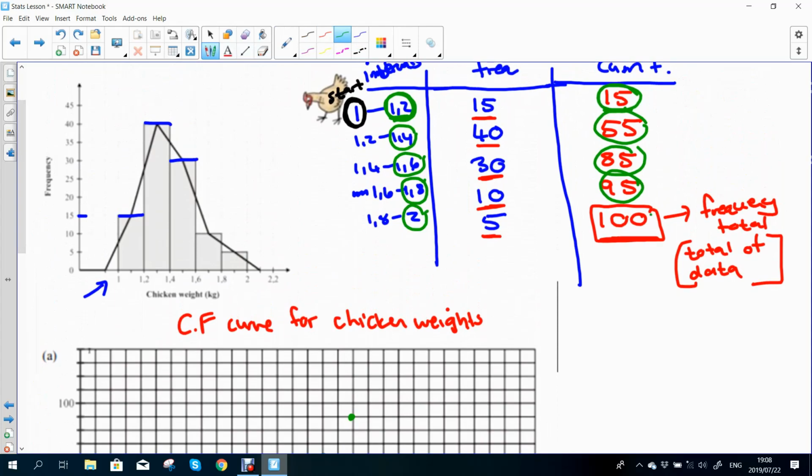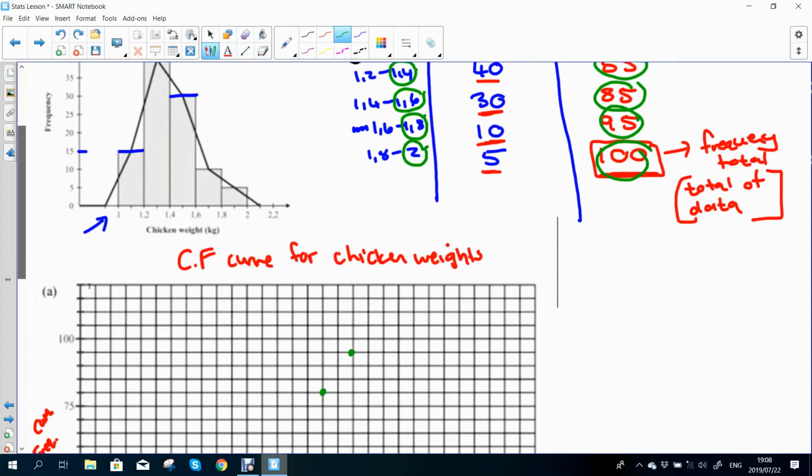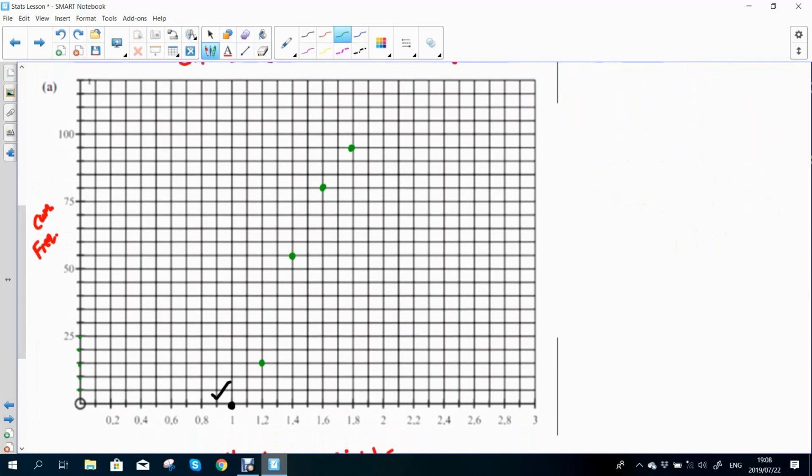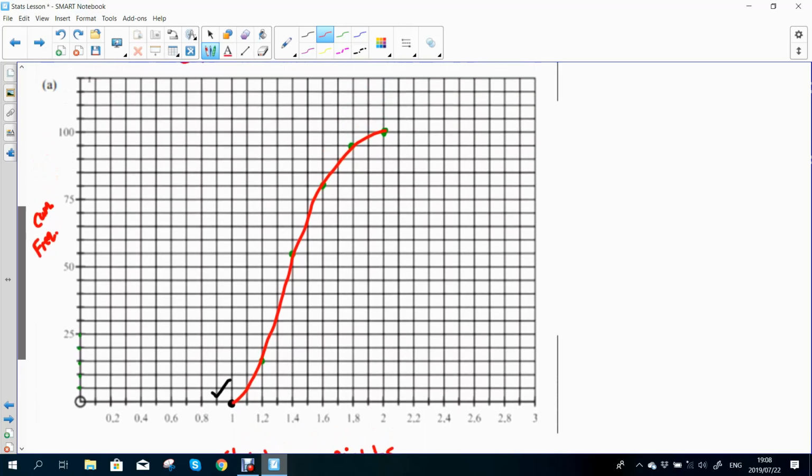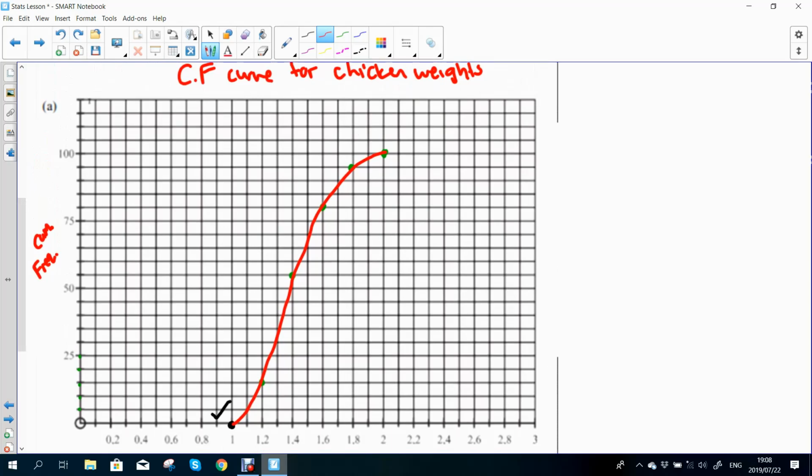So 2 and 100. I'm going to go up to 2. Yes, 2 and 100. That's there. And there are my points. Now I need to connect the dots. I don't want you to use a ruler here. You're going to do this freehand, and you will connect the dots. And there you go. So there is your cumulative frequency curve. Absolutely beautiful. It shows us a nice curve.